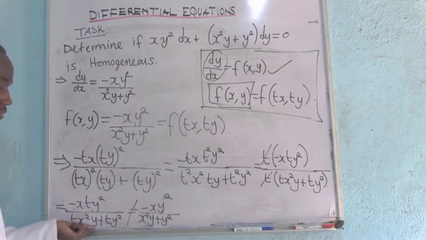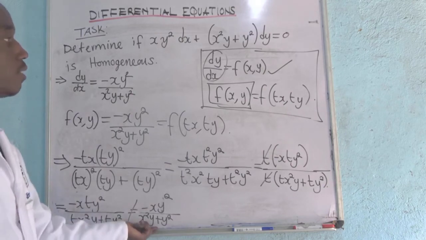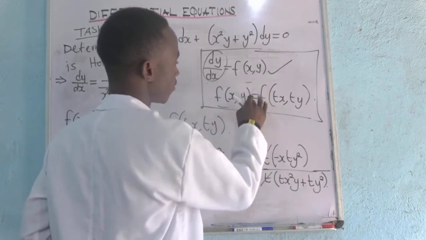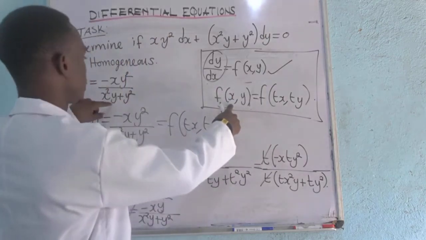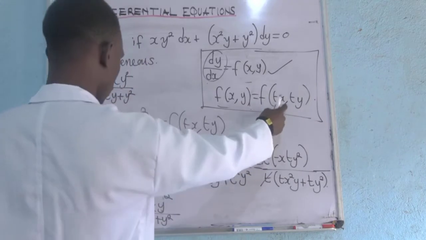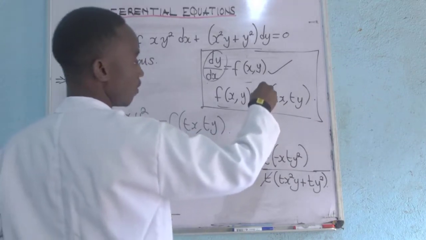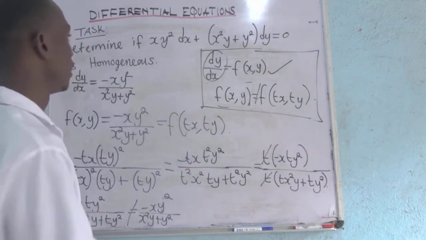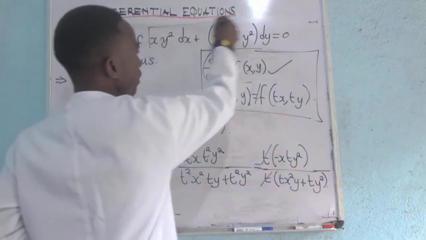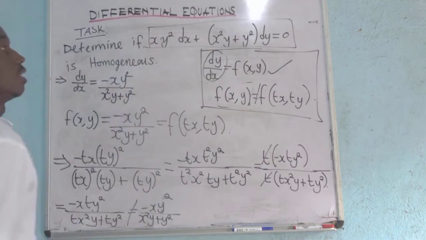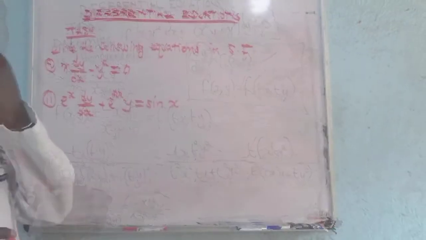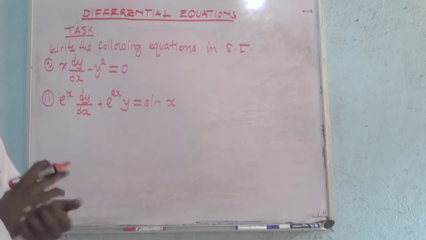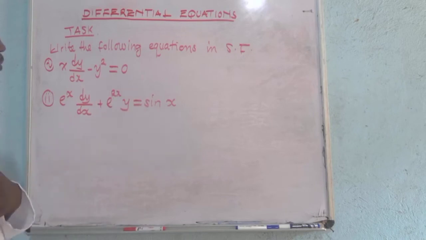So you're saying what you have here is not equivalent to that, or the condition hasn't been satisfied, meaning what you had here initially is not equal to what you have here. So you're saying these two are not equal, and therefore you can say the equation is not a homogeneous equation.